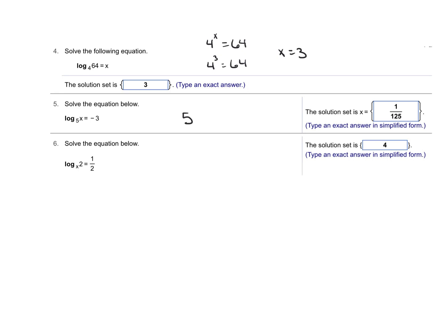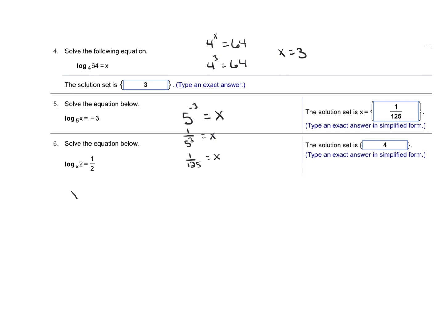5 to the negative third power equals x. So I just have to figure out what 5 to the negative third power is. I'm going to remember that's 1 over 5 to the third power. 5 to the third power is 125. So 1 over 125 equals x. That's my answer for the second one.